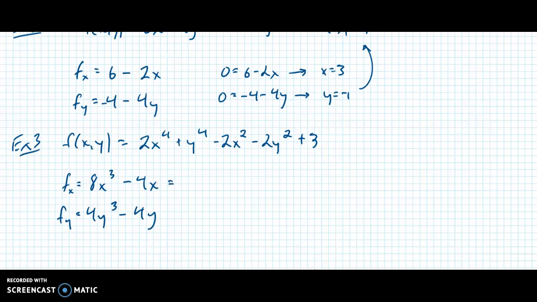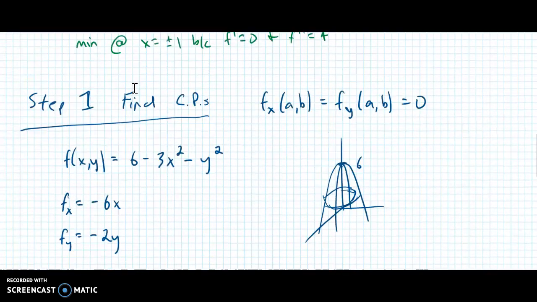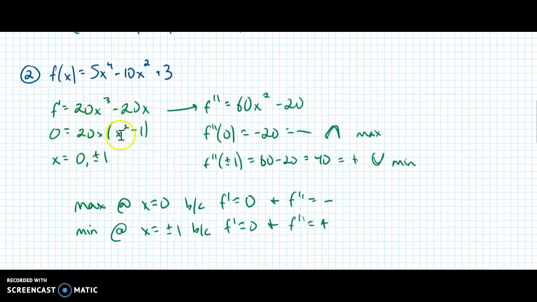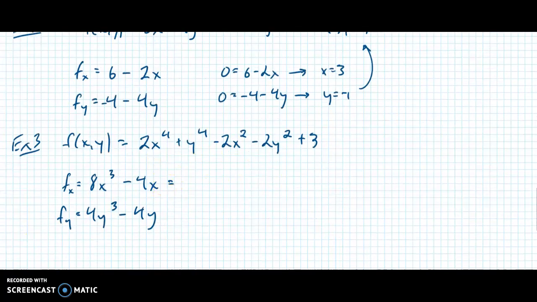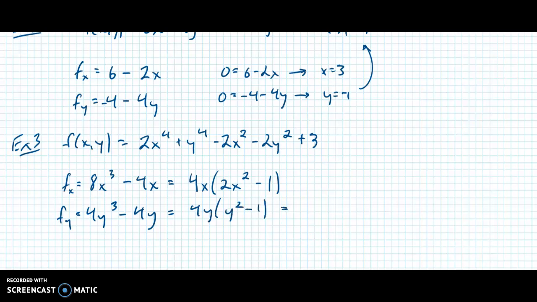So now what I'm going to do, just like with the one up above where I factored this thing to set it equal to 0, is do the same thing down below. Notice there's a 4 factor for both of them. Then I can take an x out, and I get 2x squared minus 1. And for this one, I get 4y times y squared minus 1. I think it's pretty obvious that this one goes to 4y, y minus 1, y plus 1.